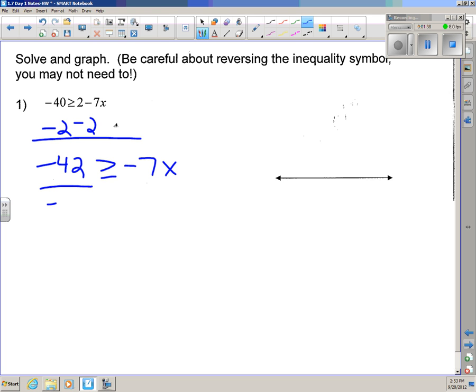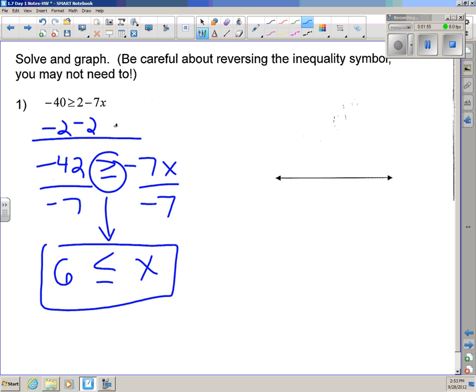I need to divide both sides by negative 7. I'm dividing by a negative, so I need to reverse the inequality symbol. Negative 42 divided by negative 7 is positive 6, and on the right-hand side I'm left with just x. So this is my solution: 6 is less than or equal to x, but that really means x is greater than or equal to 6.